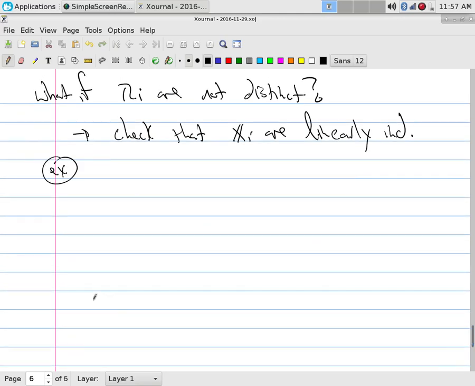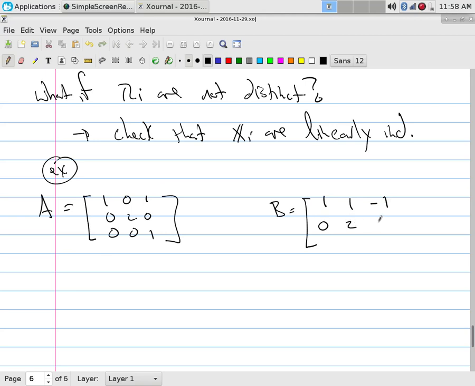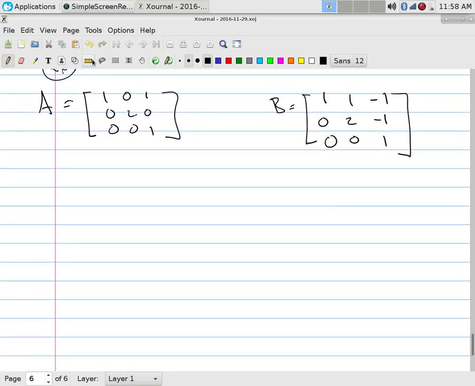So an example of something like that. Let's say I'm going to do two matrices side by side. A is equal to 1, 0, 1; 0, 2, 0; 0, 0, 1. And let's say B is equal to 1, 1, minus 1; 0, 2, minus 1; 0, 0, 1. What is lambda 1? One.